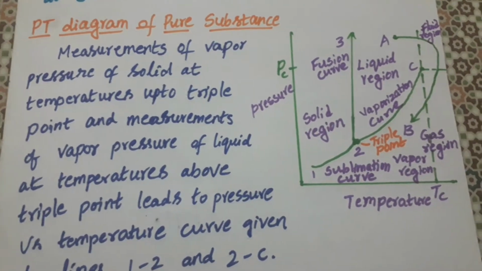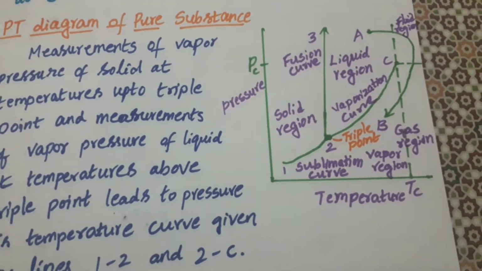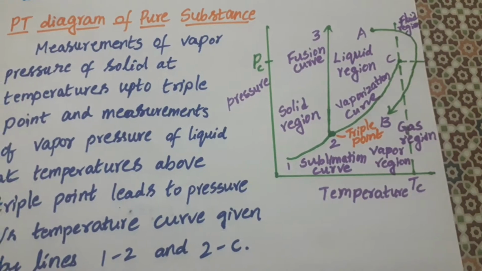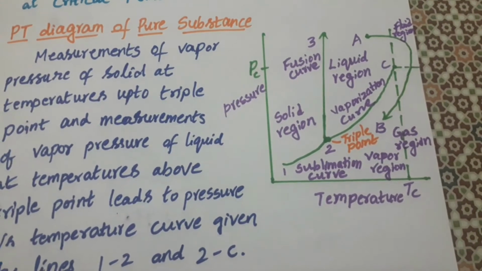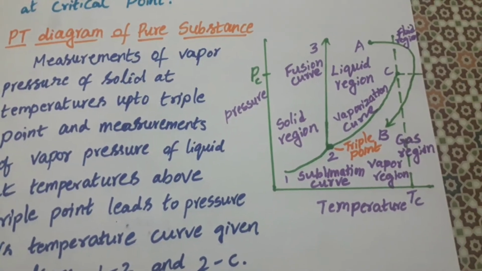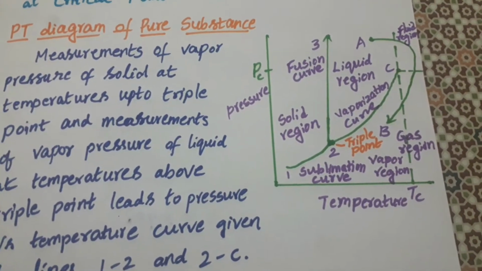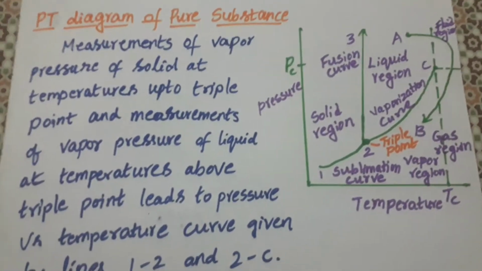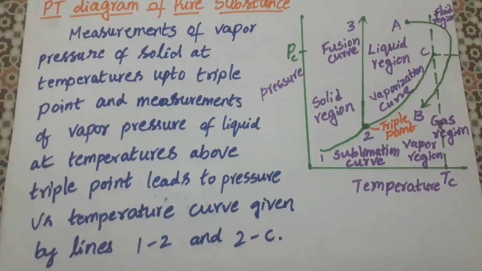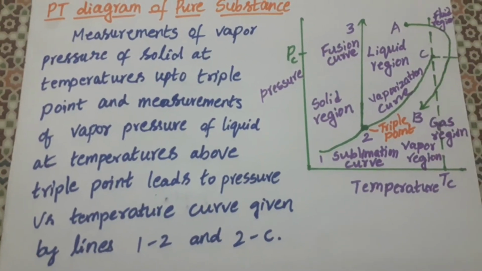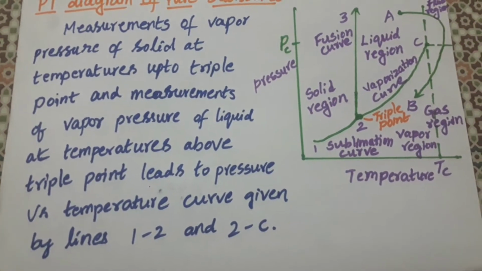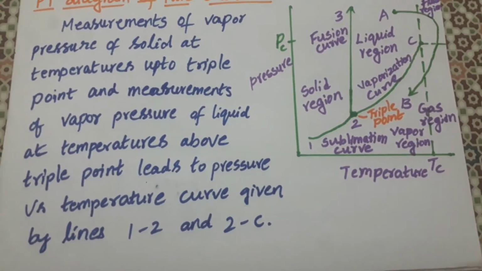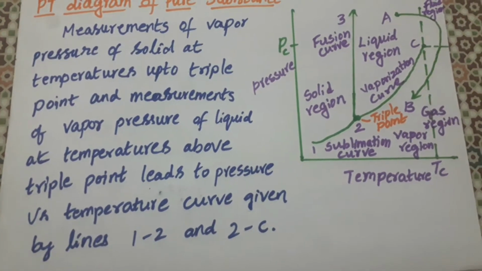Here you can see we have a gas region also. This gas region is divided into two parts, a vapor region and, on another side, a fluid region. Fluid means it can be either a liquid or a gas. These are measurements of vapor pressure of solid at temperatures up to the triple point and measurements of liquid at temperatures above the triple point. So it leads to pressure versus temperature curves.